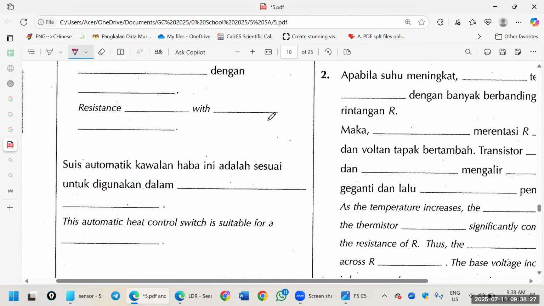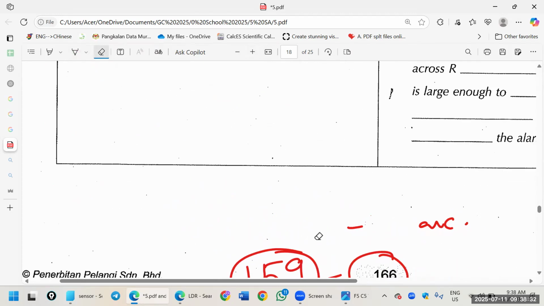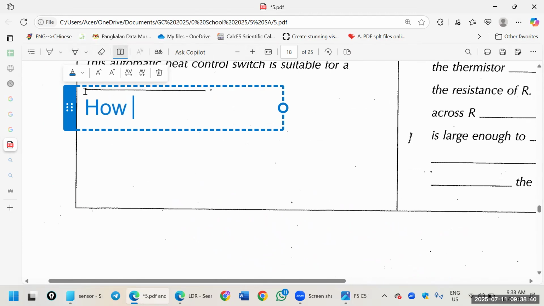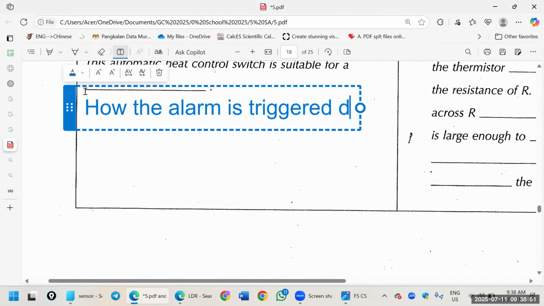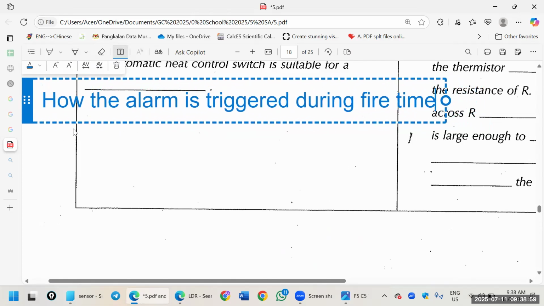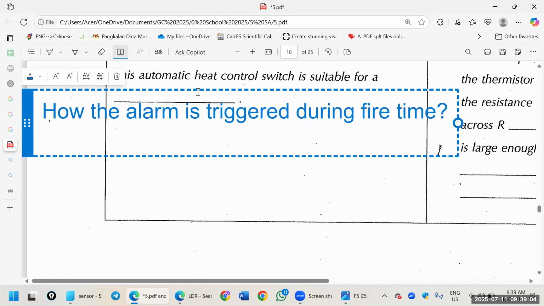Okay, now let's write how the thermistor switches on the alarm. Number 1, how the alarm is triggered during fire time. How the alarm is triggered during fire time. Number 1.